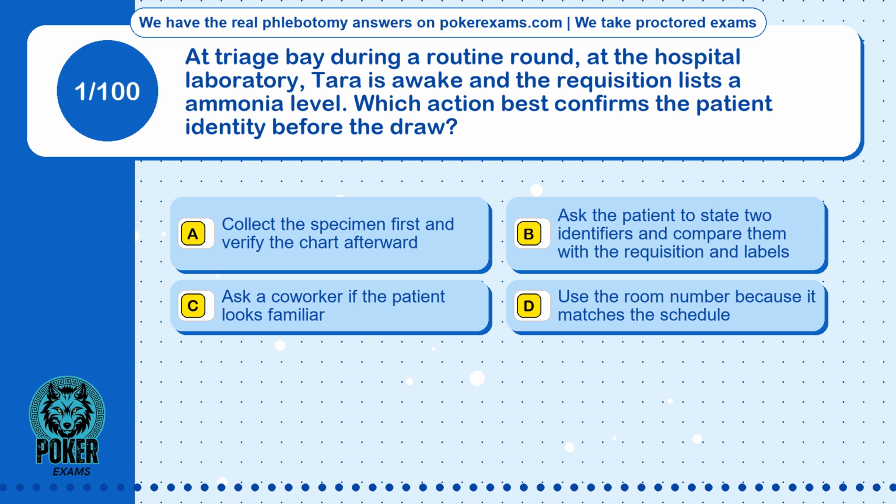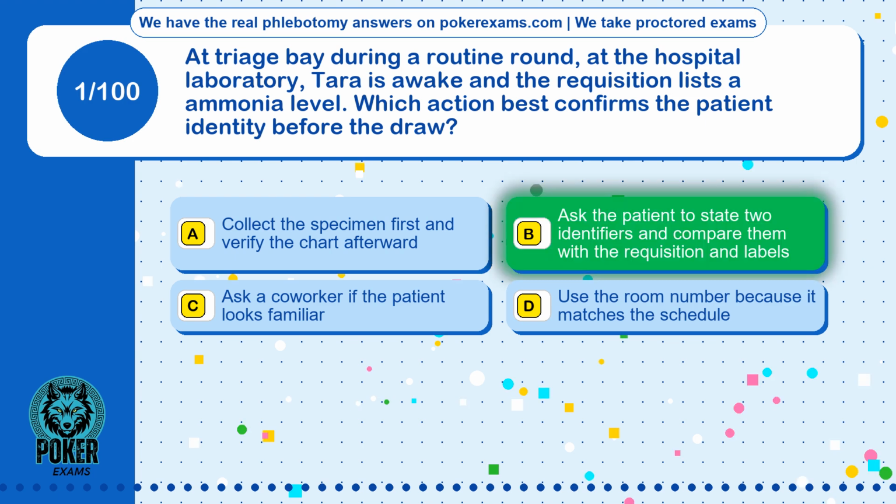Option C. Ask a co-worker if the patient looks familiar. Option D. Use the room number because it matches the schedule. The correct answer is option B. Ask the patient to state two identifiers and compare them with the requisition and labels.